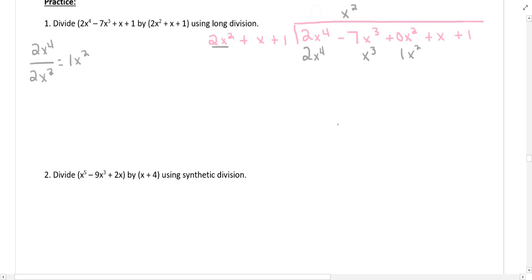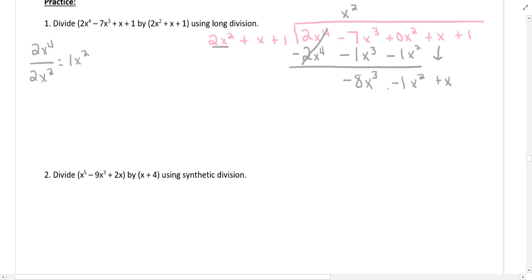I just want to erase my distribution lines here. Next step is to change the signs. These are all positive, so these are all going to become negative. Then I'm going to combine. These cancel out, 2x to the fourth minus 2x to the fourth. Negative 7x cubed minus 1x cubed gives me a negative 8x cubed. Then 0x squared minus 1x squared gives us a negative 1x squared. Then I want to bring down my next term, which is a plus x.